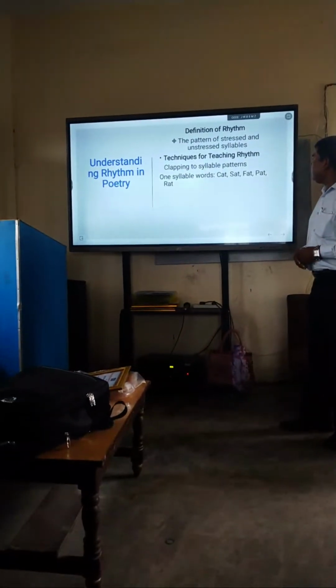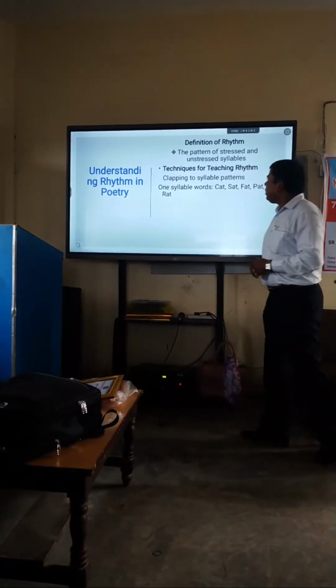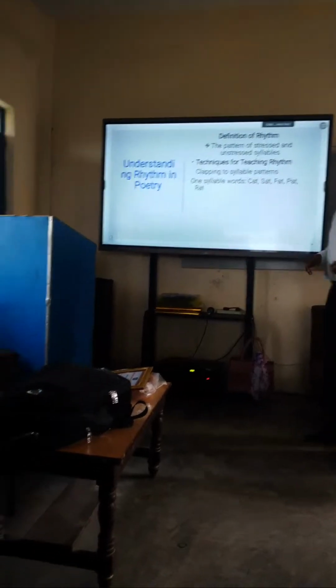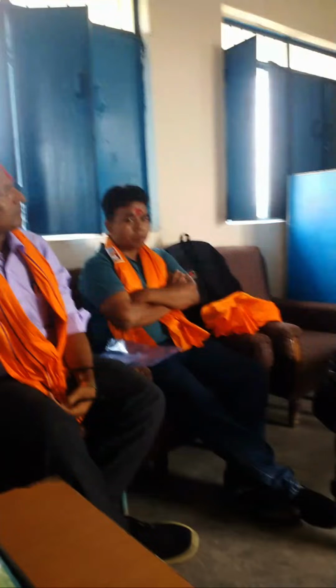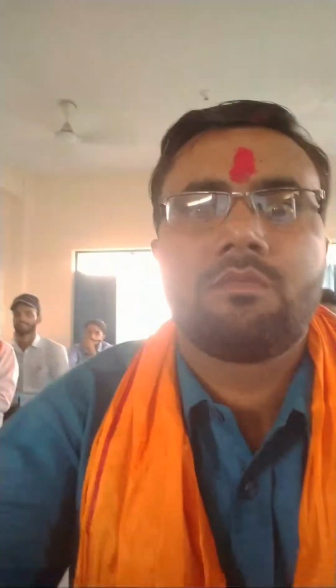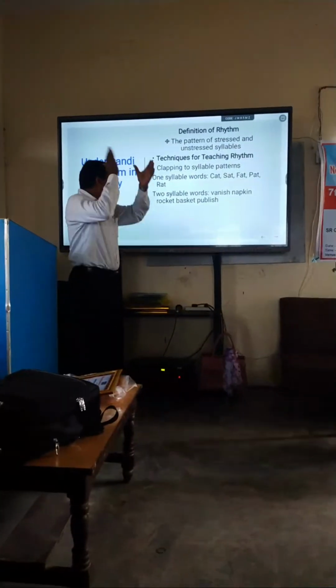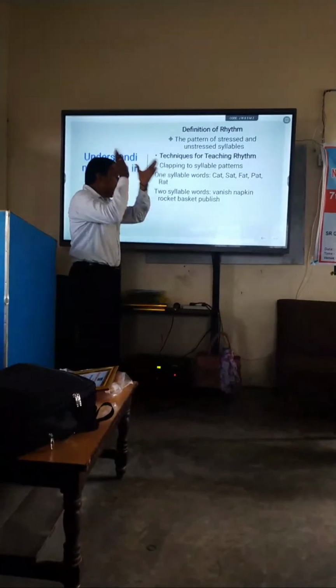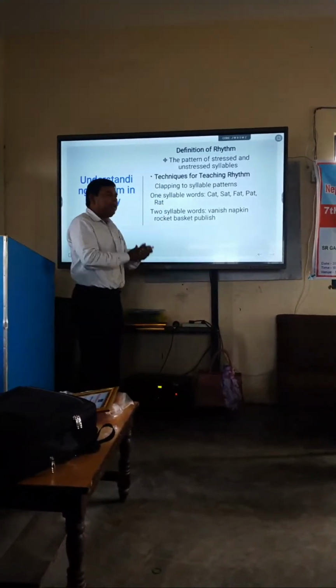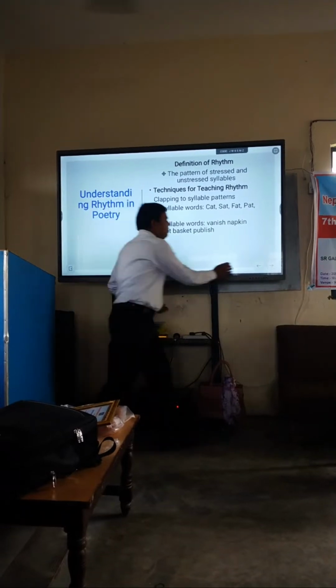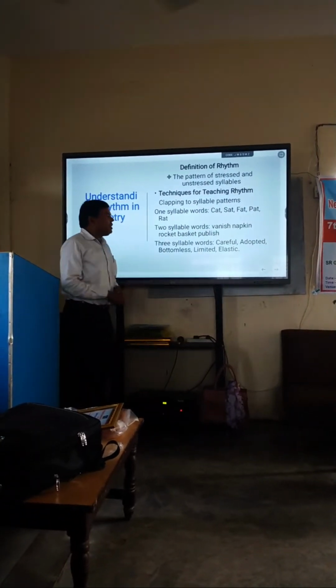One syllable words: cat, sack, fat. So please, all of us participate and practice. Cat, please. In this way, there are two syllable words. In this way, we can create rhythm. Now, three syllable words.